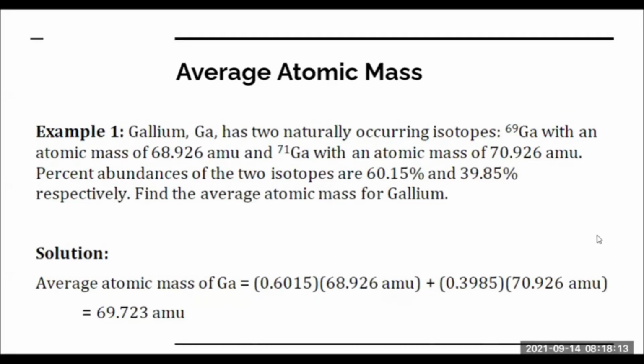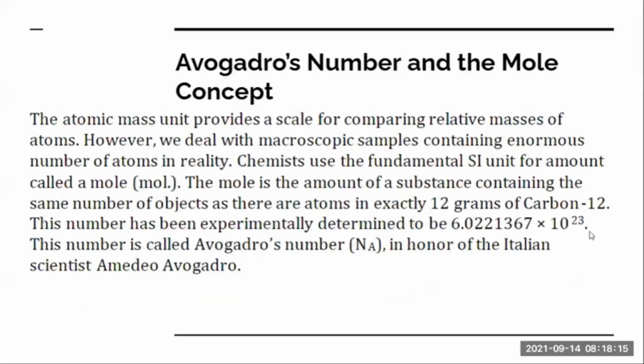Okay, next, Avogadro's number and the mole concept. The atomic mass unit provides a scale for comparing relative masses of atoms, carbon-12 being the point of reference. However, we deal with macroscopic samples containing an enormous number of atoms in reality. So chemists use the fundamental SI unit for amount called a mole.